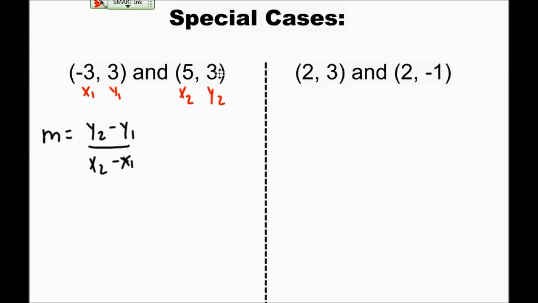So let's plug it in. So this is going to give me y2, 3, minus y1, 3, over x2, 5, minus x1, negative 3. When I do 5 minus negative 3, that gives me a positive 8 over 3 minus 3 is 0. And so my slope in this case is 0.